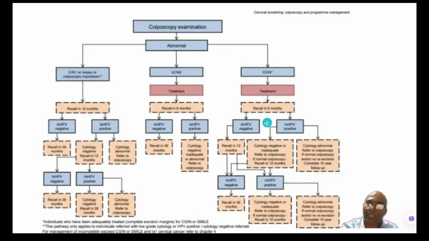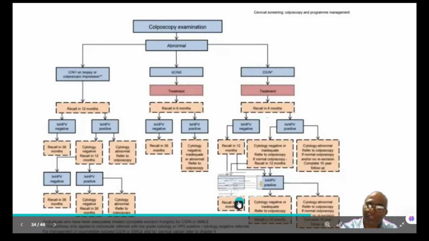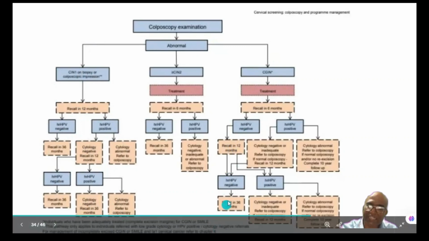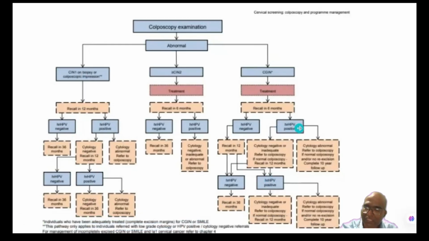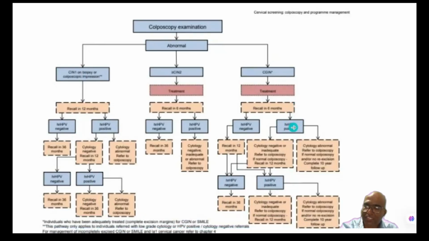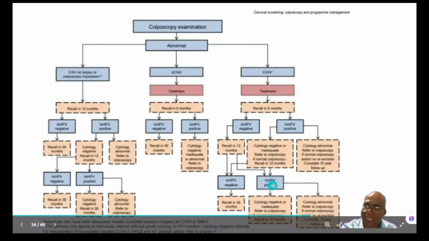Now, if both are negative, that is fine. Then she comes in a routine recall. So first at 6 months, then another at 12 months after that, that is 18 months. If both are negative, no problem, she will be recalled at 36 months. If either of these is positive, either the 6 months or 18 months, then what is her management? The first TOC at 6 months and the second TOC at 18 months.